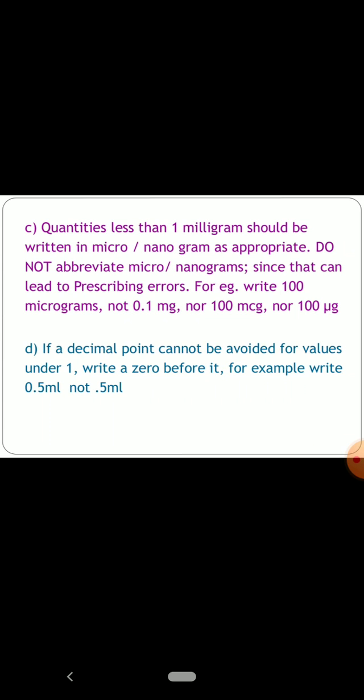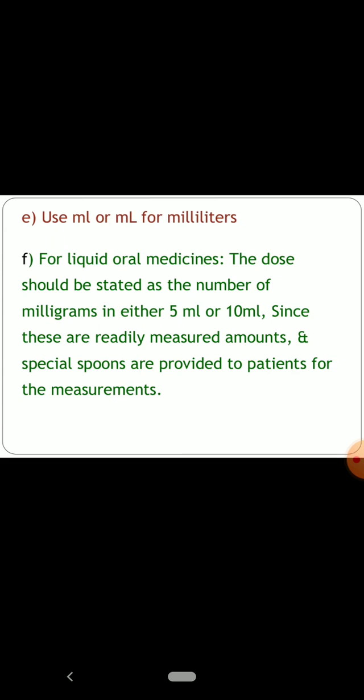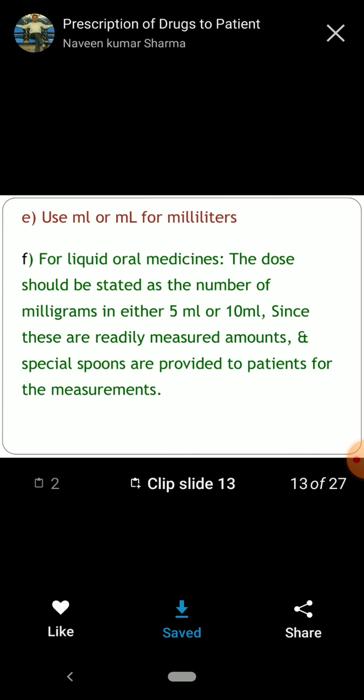If a decimal point cannot be avoided for values under 1, write a 0 before it. For example, write 0.5 ml instead of .5 ml. Use ml or capital L for milliliters. For liquid oral medicines, the dose should be stated as the number of milligrams in either 5 ml or 10 ml, since these are readily measured amounts, and special spoons are provided to the patients for the measurement.